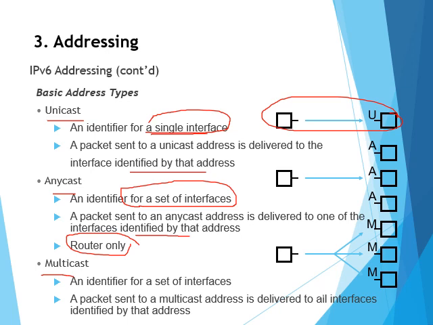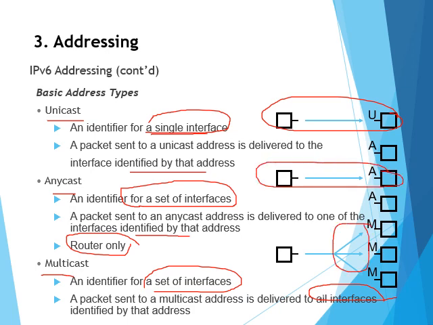Multicast is an identifier for a set of interfaces. A packet sent to a multicast address is delivered to all interfaces identified by that address. And this is one-to-many, and this is one-to-one.